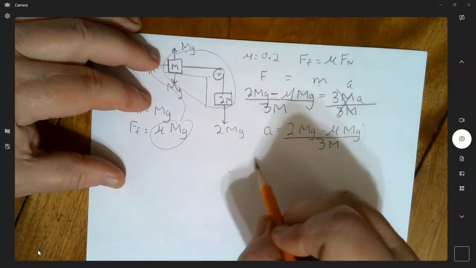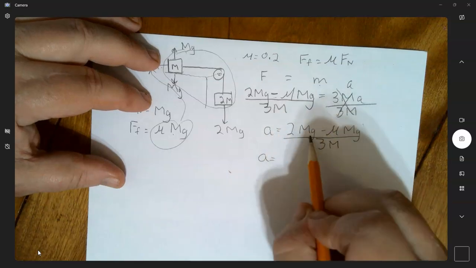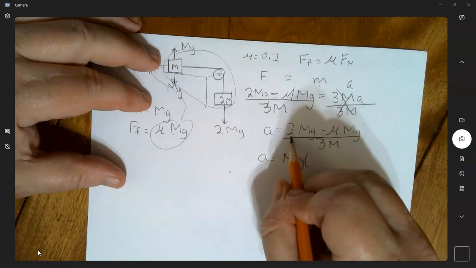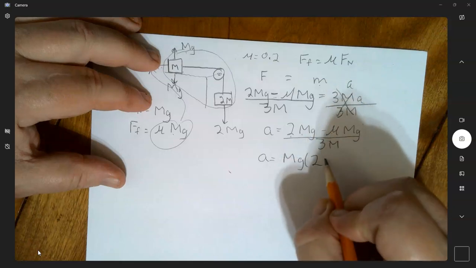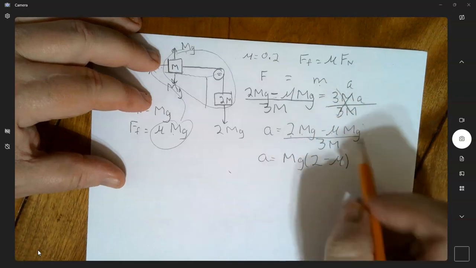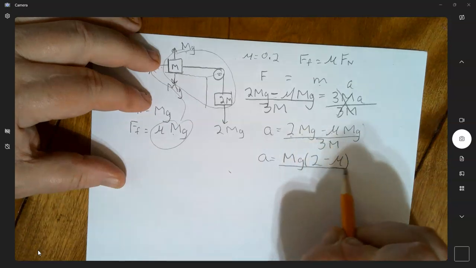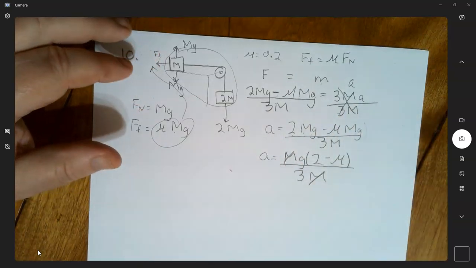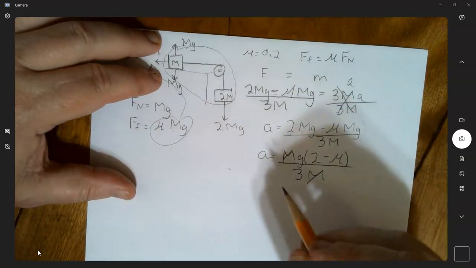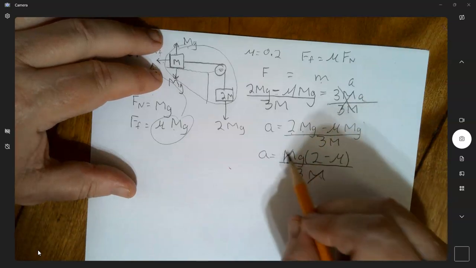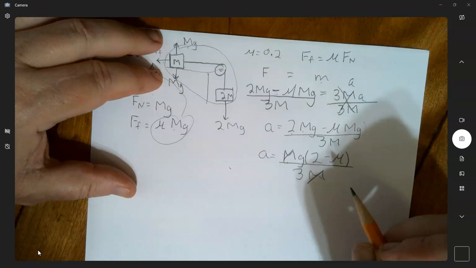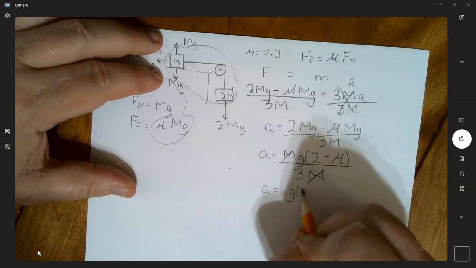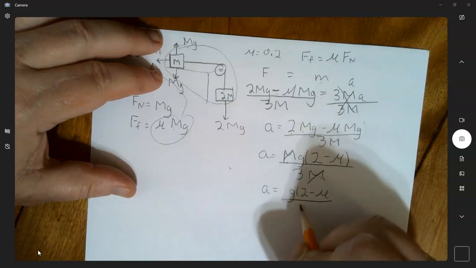Okay, so now we're going to simplify this equation in variable form. mg factors out. So you pull mg outside the parentheses, and then you have left here 2, and over here mu, 2 minus mu. Okay, you just factored out mg, just basic math, over 3m. The m's cancel. Again, masses cancel, okay? Acceleration of gravity is independent of mass. Doesn't matter whether it's big or small mass. Okay, so what we have here then is g times 2 minus mu over 3.